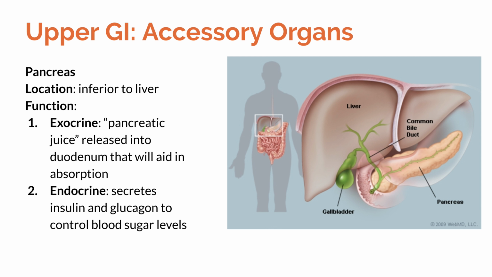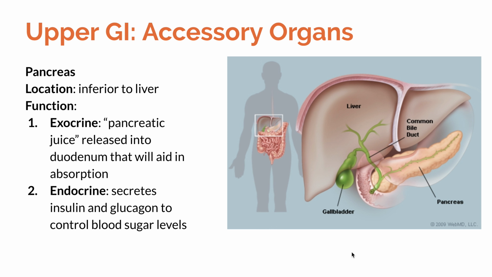Then we have the pancreas, which is also inferior to the liver, so just underneath. And the pancreas has two main functions, which we talked about at the last lecture, exocrine and endocrine. So, exocrine is those pancreatic enzymes, or some people like to refer to it as pancreatic juice because the enzymes have been combined with the bile, and that mixture will be released into the duodenum, and it's going to aid in absorption. We also have endocrine function in the pancreas, which is going to secrete insulin and glucagon, which control blood sugar levels in our blood.